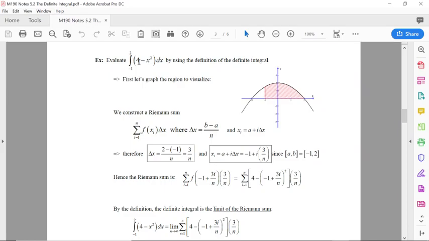Now, since we have a particular function here, 4 minus x squared, we can plug our xi star formula into our function. So 4 minus x squared becomes 4 minus the quantity -1 plus 3i over n, squared. That's our function evaluated at our right endpoints, for any particular subinterval i, for any particular choice of how many rectangles we want in total, n. And then the 3 over n out here is our delta x. Here is our Riemann sum.